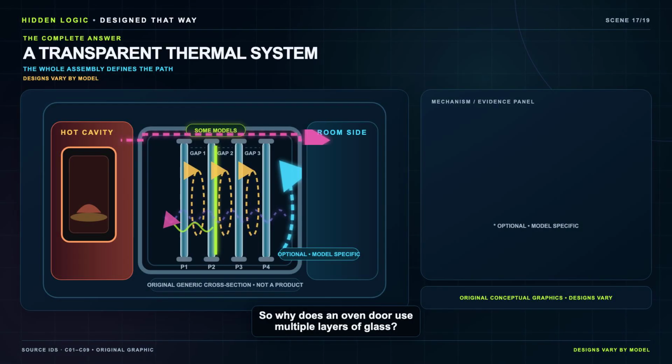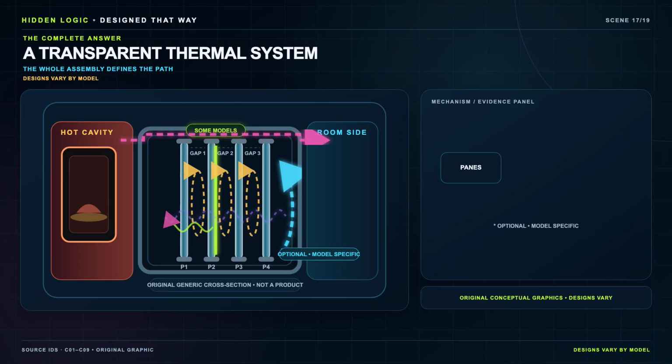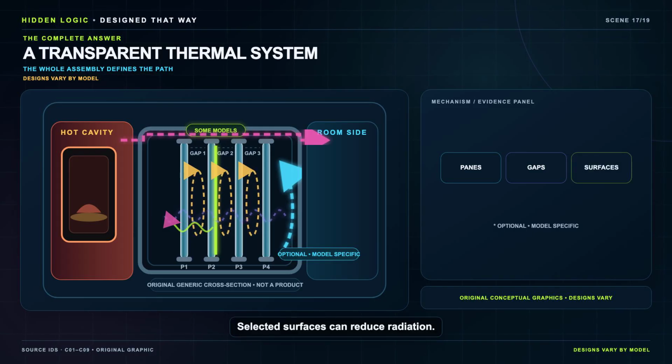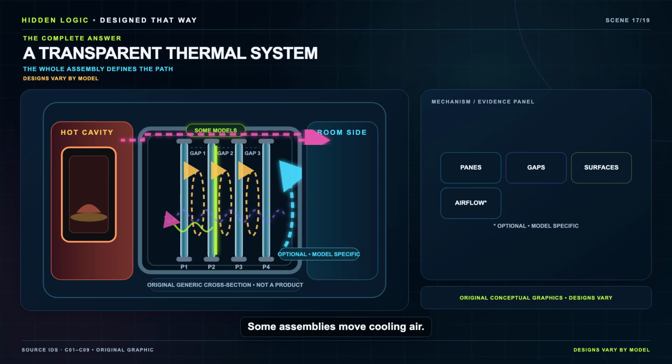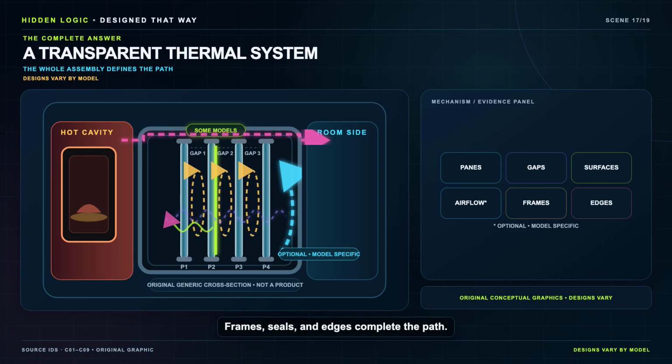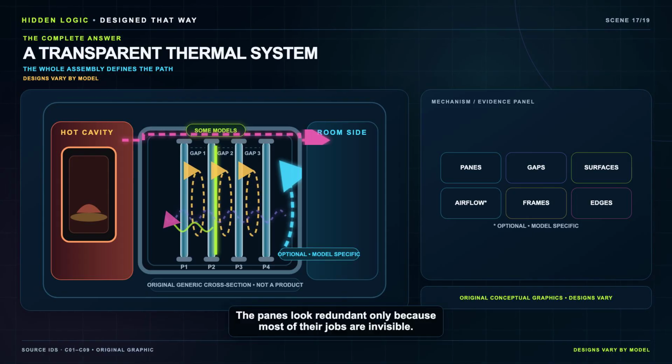So why does an oven door use multiple layers of glass? Because the door must remain transparent while making heat cross a sequence of controllable stages. Panes create boundaries. Gaps change gas transfer. Selected surfaces can reduce radiation. Some assemblies move cooling air. Frames, seals, and edges complete the path. The panes look redundant only because most of their jobs are invisible.